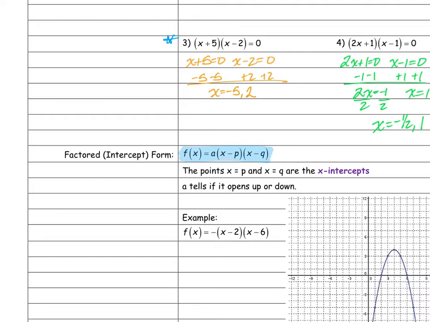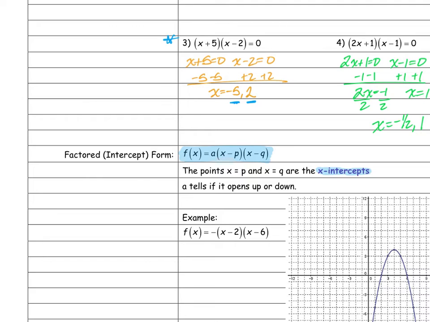So to further our definition, it says the points x equals p and x equals q are the x-intercepts. So that means if I'm looking back up at my example, number 3, my x-intercepts would be negative 5 and 2. If I was to graph that, on the x-axis I would put a point at negative 5 and one at 2, and then I'd have 2 points on my parabola already.